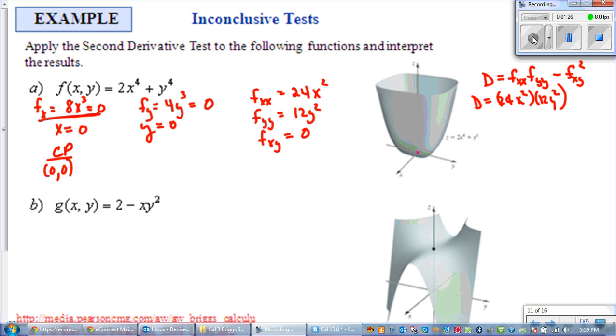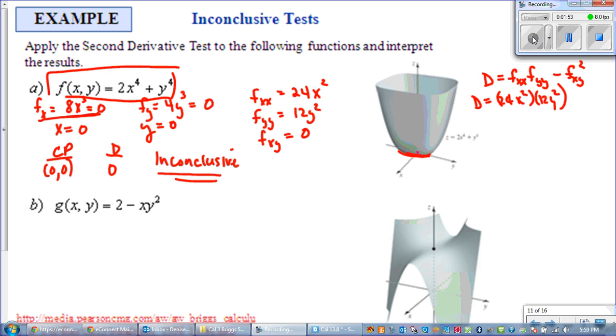Okay, so when you evaluate at (0, 0), the discriminant comes out to be just 0, which is the case where the second derivative test is inconclusive. Now let's actually look at the graph of this function. When you graph this surface, you'll see that there is a low point here, but it's very flat along the bottom. And when you have a very flat region, that lowest point sometimes gets hidden. So the second derivative test isn't able to detect that that is the lowest point.